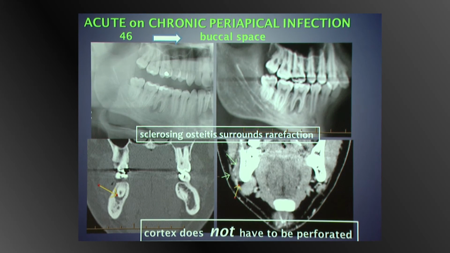Okay, acute on chronic infection, this time it's gone buccally, 4-6. Okay, it hasn't gone lingually this time, above or below mylohyoid, it's gone buccally. And you don't have to have a perforation of the cortex to have a collection. There's obviously Haversian canals, there's thin roots in which sepsis can get out and form subperiosteal pus. So don't think that because I haven't got a hole in the cortex, I can't have an abscess adjacent to the bone. You can.